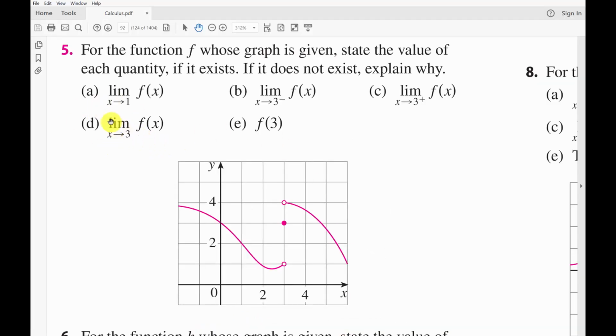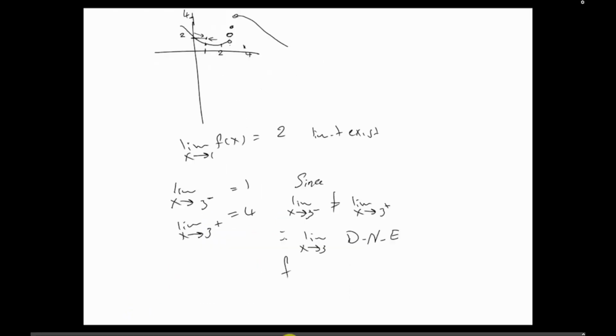We solved this one now, and the f of 3 is just simple. It's asking for the function value when x equals 3. So when x equals 3, our function equals 3. So f of 3 equals 3.